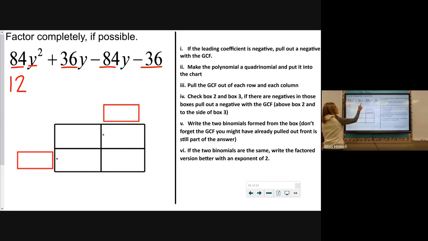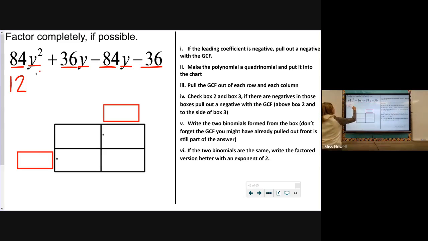Then y squared, y to the first, no y. Since not every term has a y, we can't pull it out. There would have to be a y on this negative 36 to be able to pull it out here. Remember, if we're pulling it out, it's something every single term has in common.